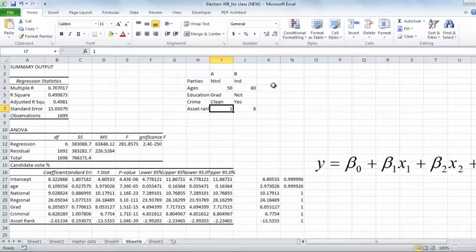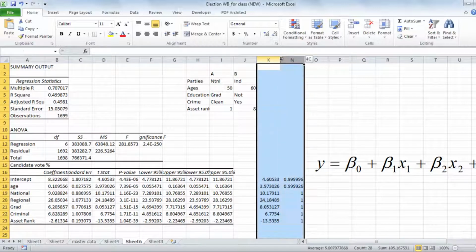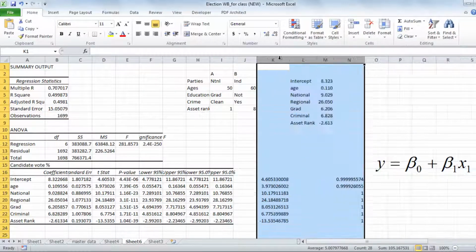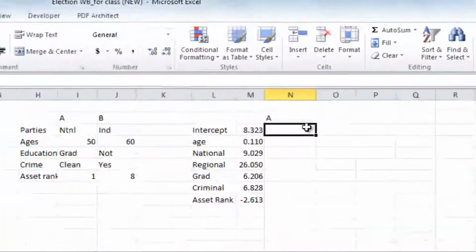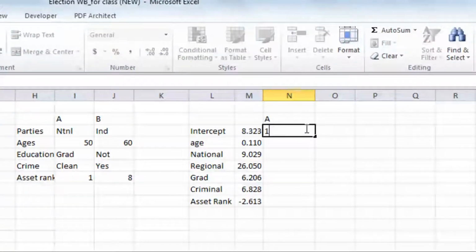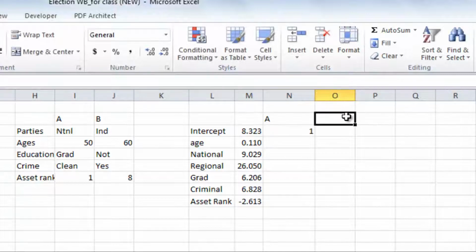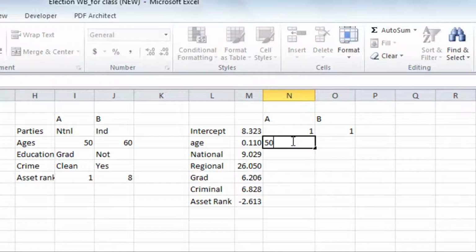Okay. So how do I find out who is going to get what percentage of votes? So I do a very simple part. I've just copied the intercept and these terms and let's put up candidate A. So what are the scores he's going to get? For intercept, that's common to both parties, so both should get 1. What about B? B also gets 1 for the intercept. Now let's move on to age. Candidate A is 50 years old. Candidate B is 60 years old.